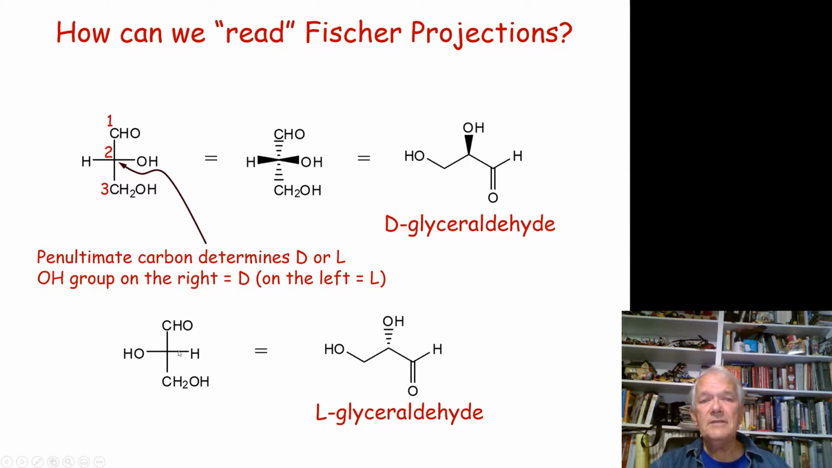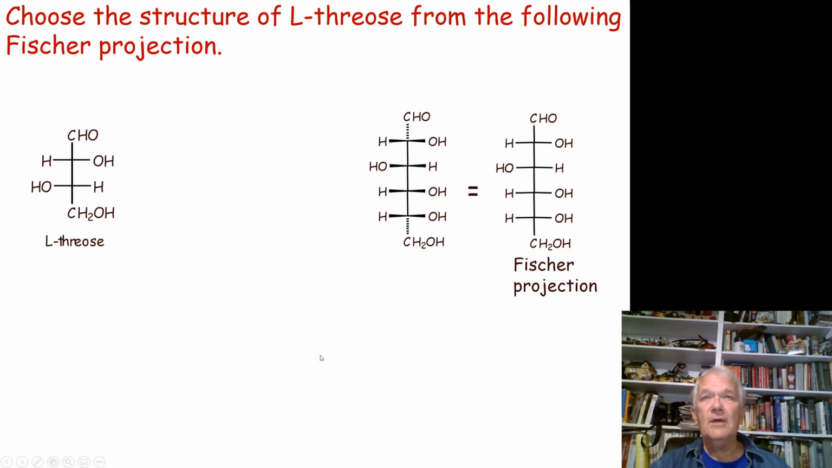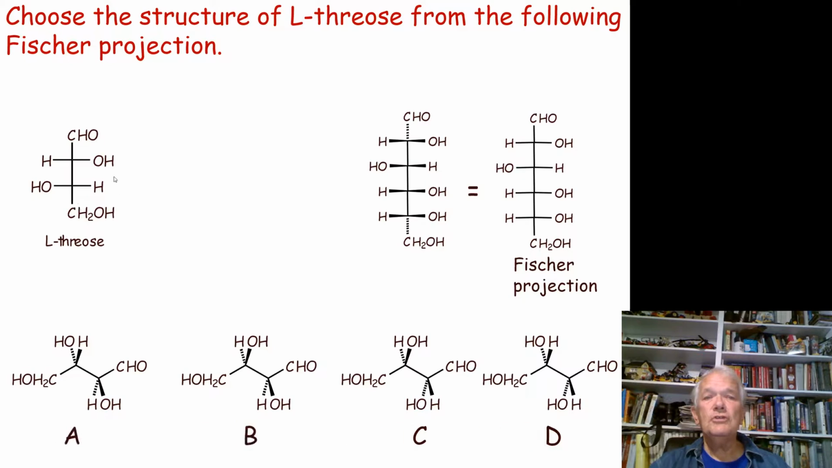In this case, there's only one stereochemical center, so the enantiomer is L-glyceraldehyde because you're flipping just the only OH in the whole molecule. Let's do another one. This is L-threose, and what we want to do is determine which of these molecules is L-threose.